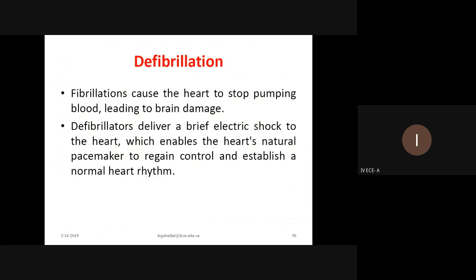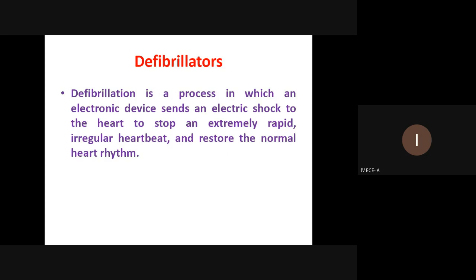Fibrillation causes the heart to stop pumping blood, leading to brain damage. A defibrillator delivers a brief electric shock to the heart, which enables the heart's natural pacemaker to regain control and establish a normal heart rhythm. So defibrillation is a process in which an electronic device sends an electric shock to the heart to stop an extremely rapid, irregular heartbeat and restore the normal heart rhythm.